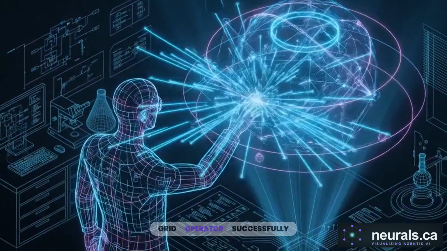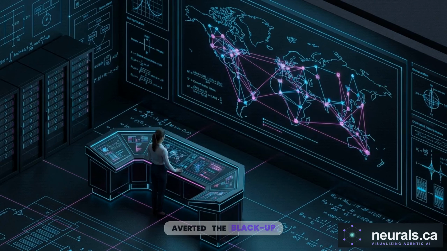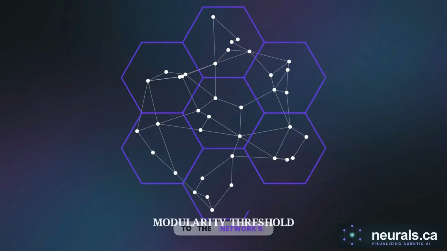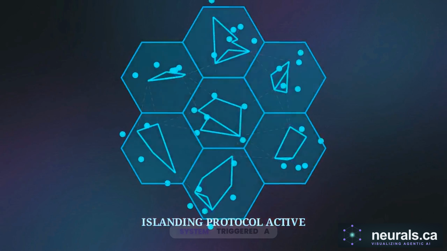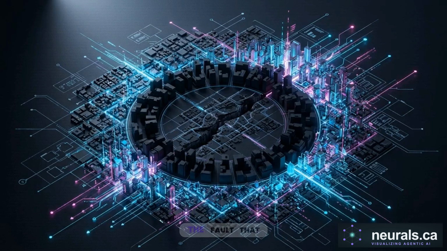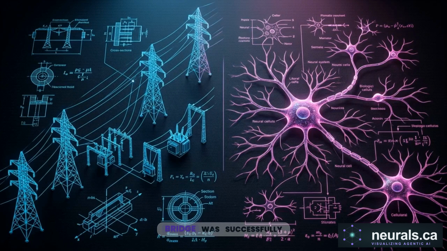The regional grid operator successfully averted the blackout because the agent's structural hypothesis provided a new operational baseline. By applying ecological modularity thresholds to the network's automated response, the system triggered a precise islanding of the fault that kept the failure contained to a single neighborhood. The grid held because a cross-disciplinary bridge was successfully built in real time, introducing a strategy that simply wasn't in the engineering manual that morning.